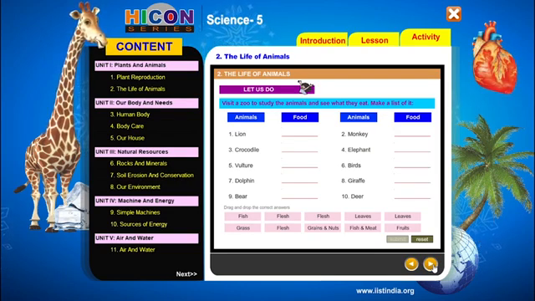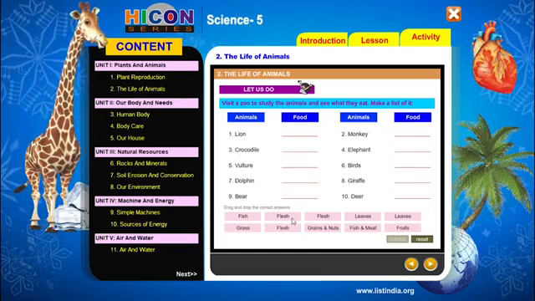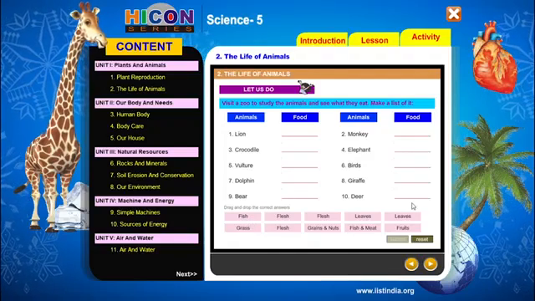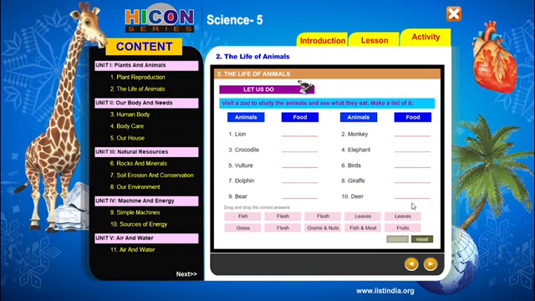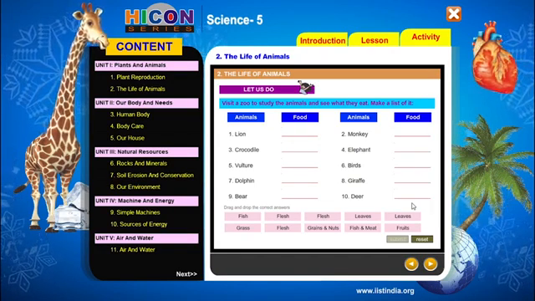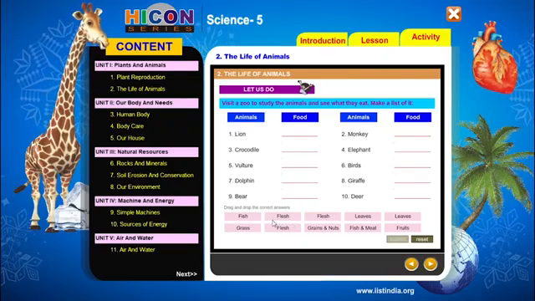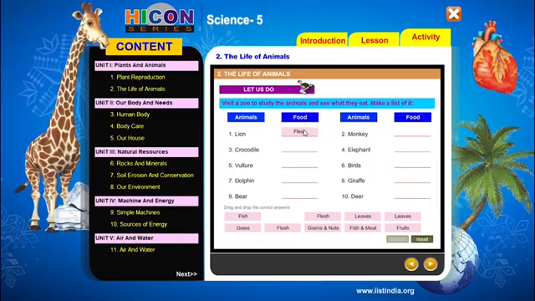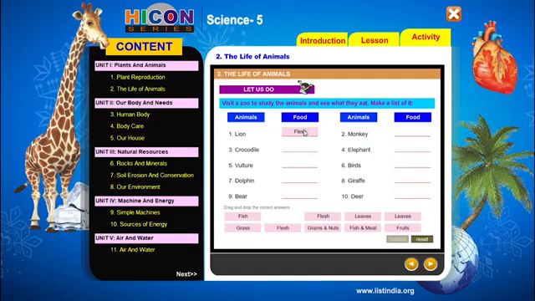See the first one, lion. So lion takes which type of food? The answers are already provided below these words. We have to select the correct answer and write that word in the blank provided. So lion is a carnivore. It eats flesh. So write flesh as a food for the lion. So the food of lion is flesh.